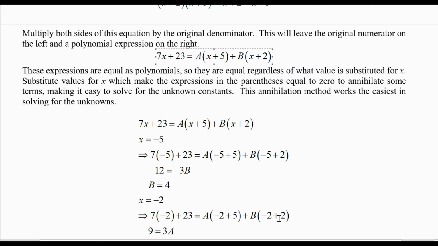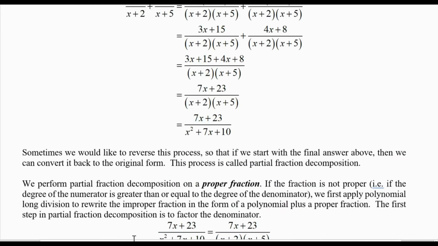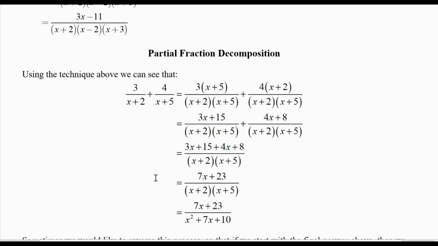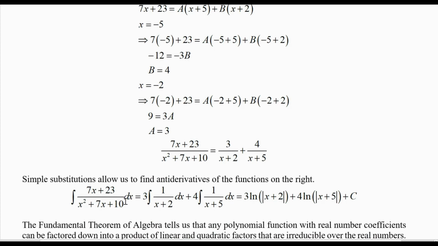This term is 0, so it goes away. Let's see, negative 2 here gives us a 3 times the A. And negative 2 here gives us negative 14 plus 23, that's 9. And then divide by 3, we get 3. And so we see that the 3 goes for the A, 4 goes to the B, and that is exactly what we started with way back up here. So that process allowed us to reverse partial fractions.